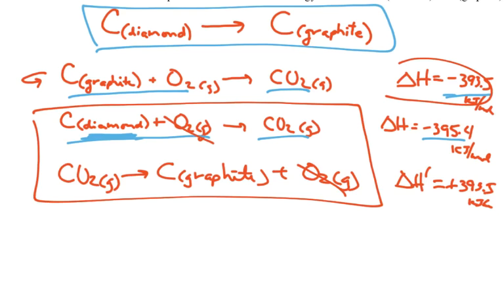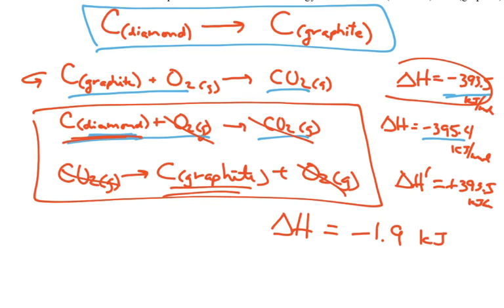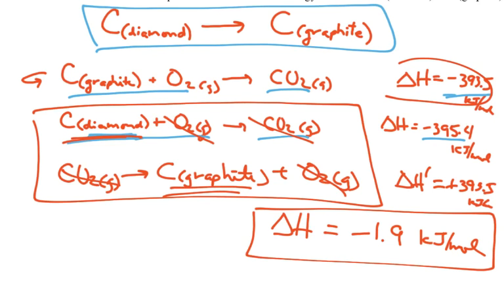So what happens here is I take these two equations and put them together. My oxygens cancel out, my CO2s cancel out, and I'm left with carbon as a diamond turns into carbon as graphite. And all I have to do now is negative 395.4 plus positive 393.5. So the delta H for this reaction equals negative 1.9 kilojoules per mole of chemical that changes. So again, Hess's law lets us put together some relatively easy to measure energies so that we can figure out the energy of something that is not so easy to measure. And that's the quick check.